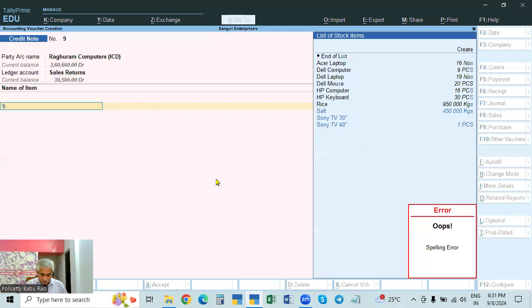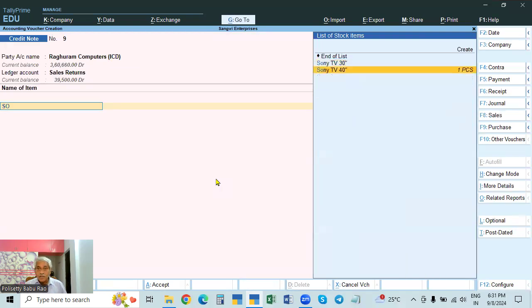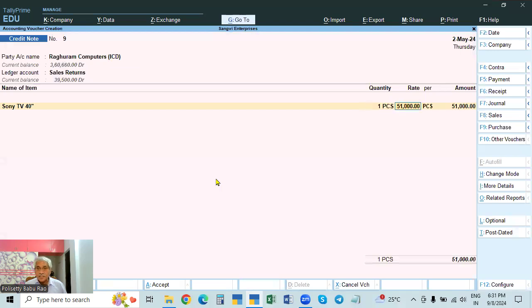Sony TV 40 inches. One piece is returned. That is the sales price. We issued that. This is the interest rate. That is why it takes that.